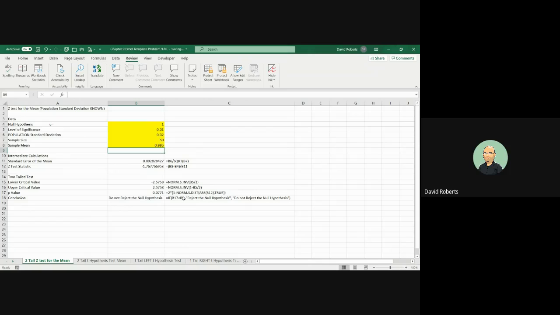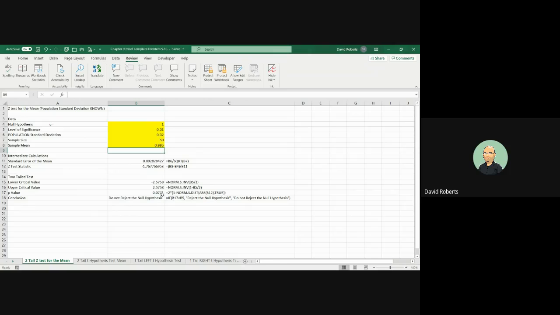If the p-value is less than the level of significance, we reject the null hypothesis. If the p-value is not less than, in other words, is equal to or greater than the level of significance, we do not reject the null hypothesis. So even in the spreadsheet that you have, you can see that there's a conclusion with the if statement in cell C18, so you can read the conclusion.